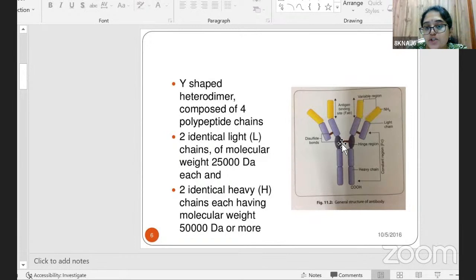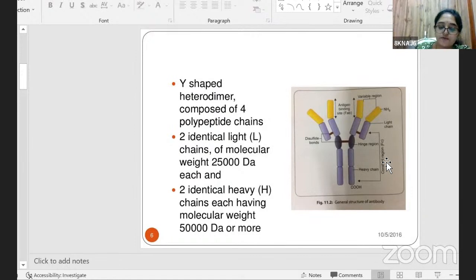So these four chains together are held with disulfide bonds. You have disulfide bonds here, two disulfide bonds here, and this is a disulfide bond, so you have three disulfide bonds. Now, two major classes of light chains, kappa and lambda chains, are present. In any immunoglobulin molecule, the light chains are either both kappa type or both lambda type. You will not have one kappa and one lambda.